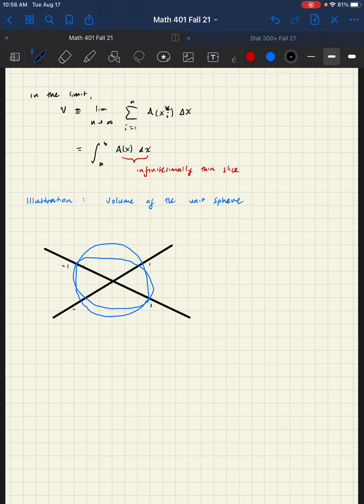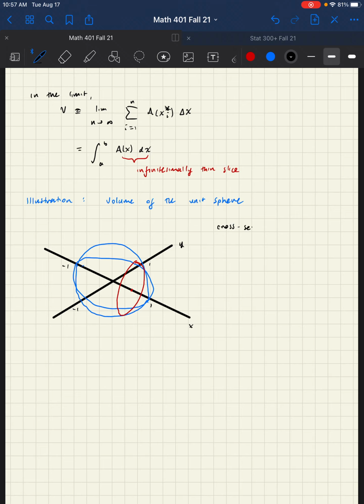Now we're going out to 1 and -1 on both axes. Okay, that's the y-axis and this is the x-axis. All right, and our infinitesimally thin slice is going to be this cross section, which is actually a circle centered along the x-axis. Okay, so imagine that you're taking many of these and you're adding them all up.